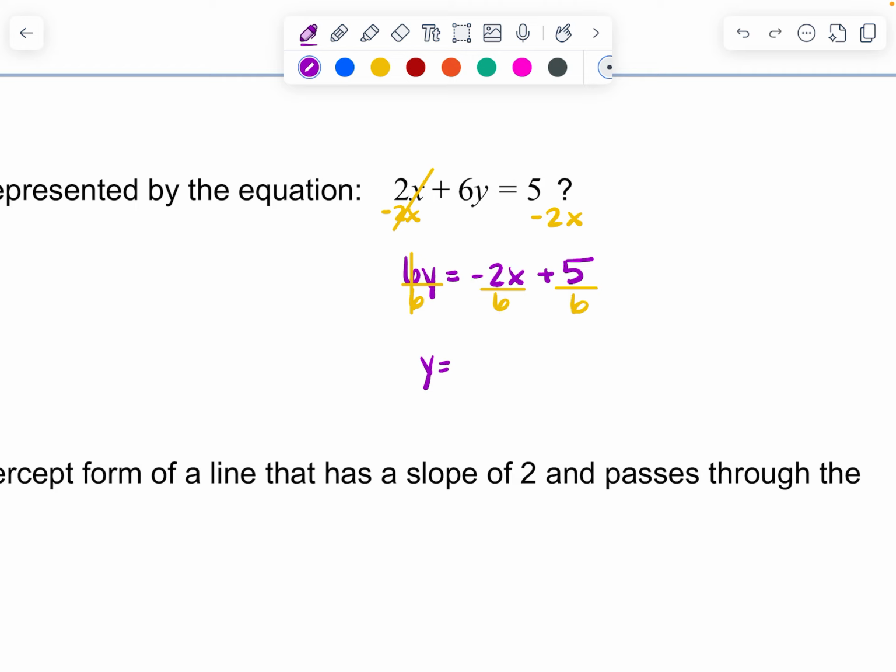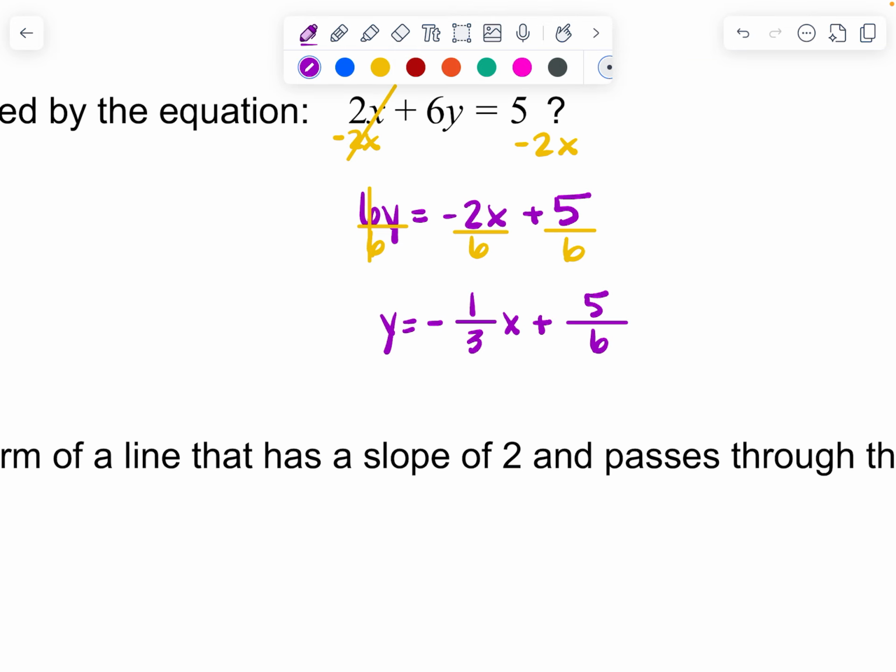Now we just need to reduce or clean that up. A negative divided by positive is a negative, and then 2 divided by 6 reduces to 1/3. x plus, and I can't really do anything with 5/6, so I'm just going to leave it as 5/6. I don't really care that my y-intercept is a gross fraction because I want the slope.